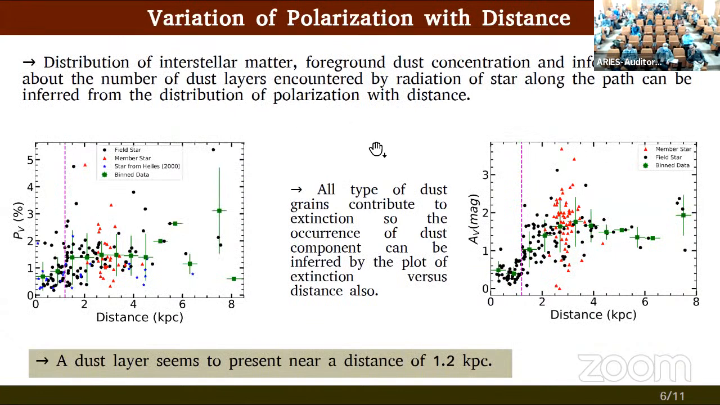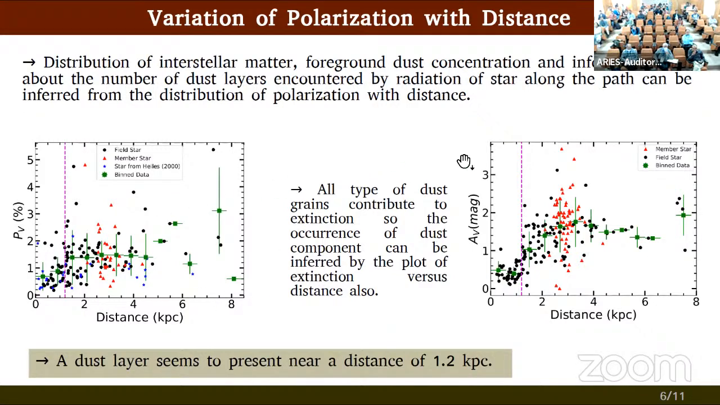The distribution of polarization with distance is important to know about the foreground dust concentration. Also, if the dust is uniformly aligned along a direction, then polarization should increase with distance. But generally, it was found that dust is located mostly in layers. The number of layers can be seen in the polarization versus distance plot. We have seen that near a distance of around 1.2 kpc, there is an increment in the polarization.